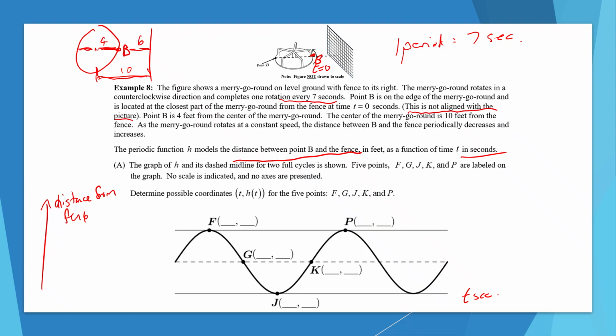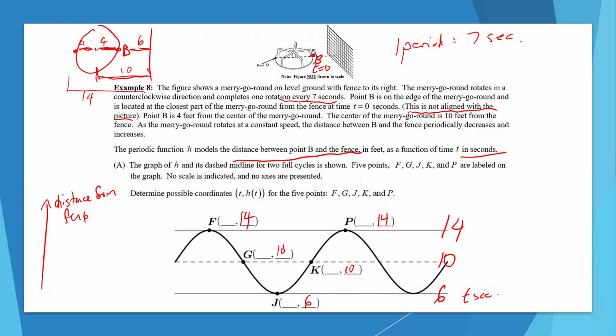And what's the furthest it can be? That's going to be when it is fully away right here. And that's going to be when it's 4 plus 10, so 14 feet from the fence. So our maximum here should be 14. Our minimum should be 6. And our midline should be 10. Now that we know that, let's label our y coordinates there. And then I'm actually going to, you'll see why later, move those to the other side, but it's still the exact same thing, right?